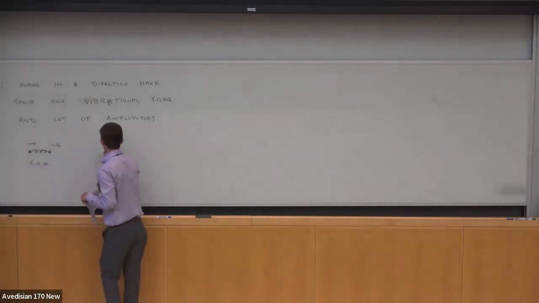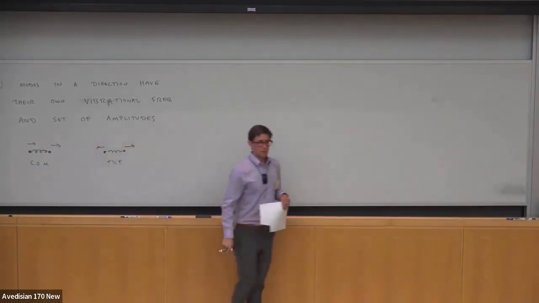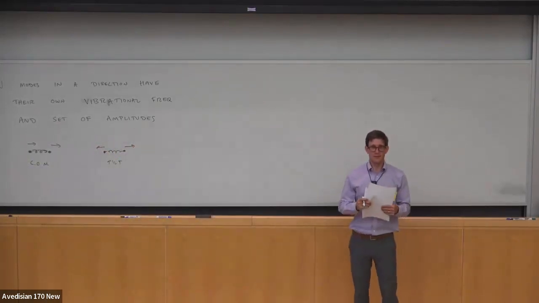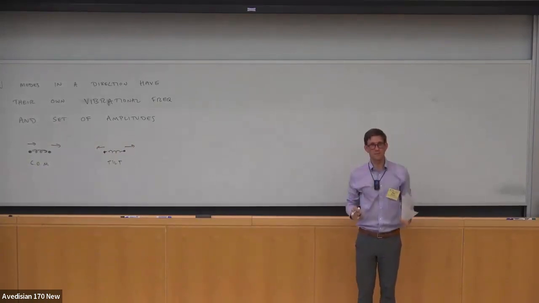The other normal mode of motion, which people sometimes call the tilt mode, is where one of them moves to the right and the other one moves to the left. If you have 2 balls coupled by a spring, it's the one where they just oscillate out of phase with each other.